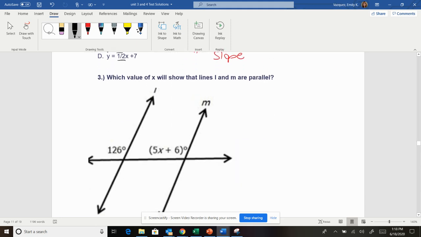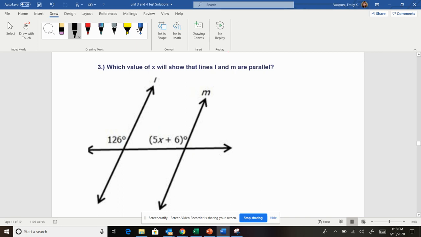For number 3, which value of x will show that the lines for L and M are parallel? Well, if L and M are parallel, then all of those rules about corresponding angles, alternate interior, all that stuff has to be true. So in this case, what are 126 and 5x plus 6? These are corresponding angles located in the exact same location. They're both in the top left portion, right? So these two corresponding angles are basically in the same location.